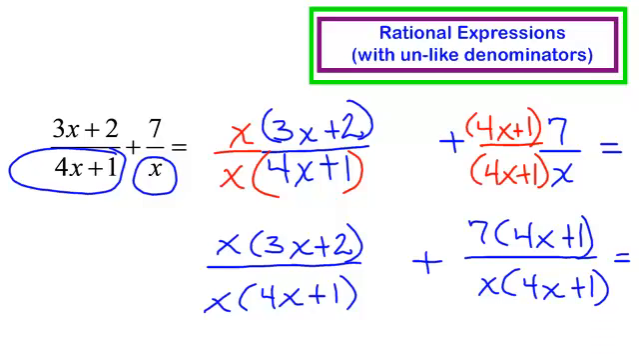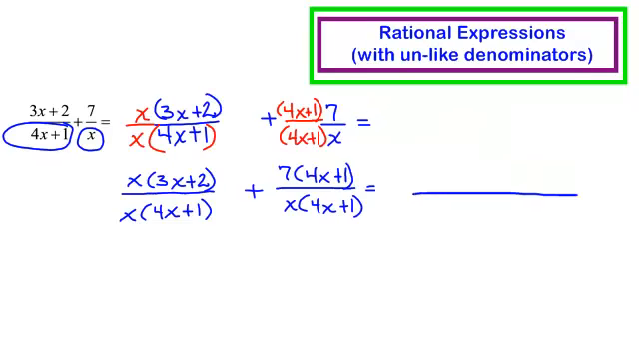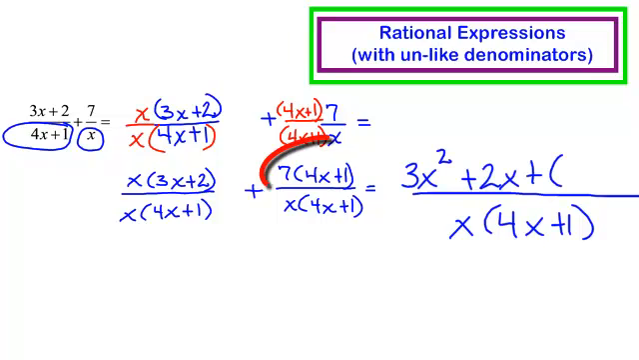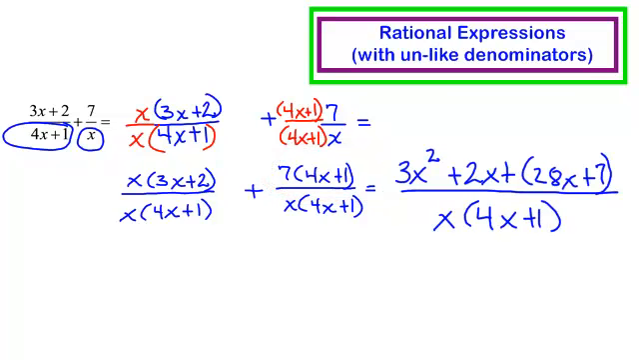Whew, okay. It looks like distributive property here. This is a plus, so I don't have to panic too much. My denominator will be x times 4x plus 1. I will do distributive property with this first fraction. That will be 3x squared plus 2x. This is 28x plus 7. Now, I didn't necessarily have to put this second numerator in parentheses, but if this had been a minus, it would help me avoid careless errors.